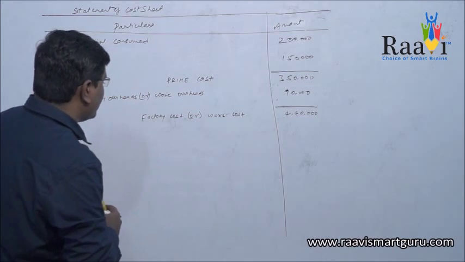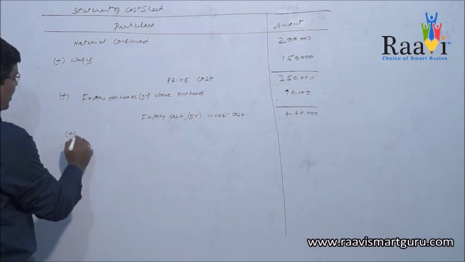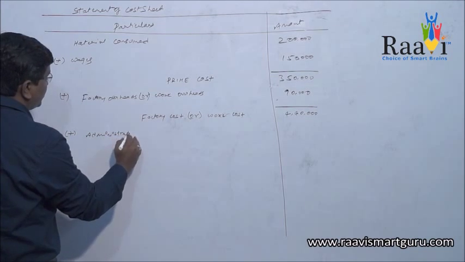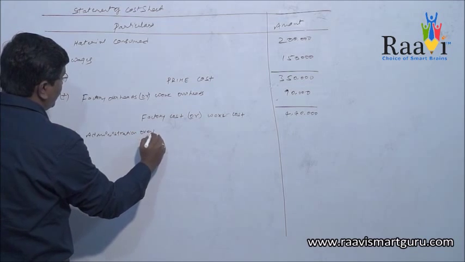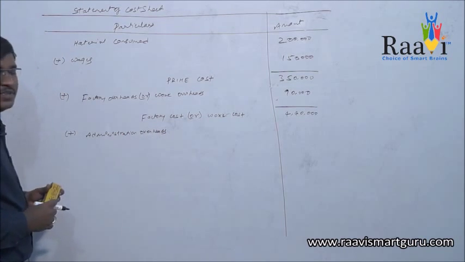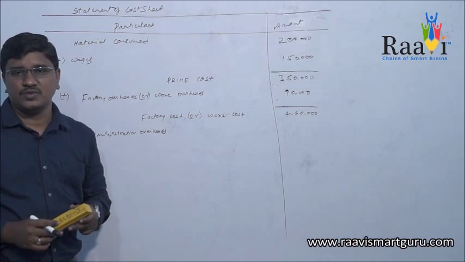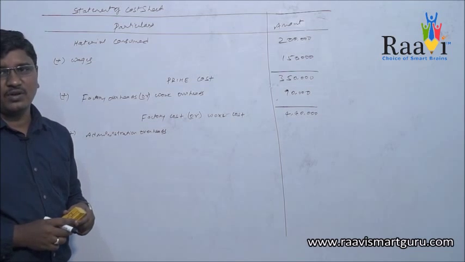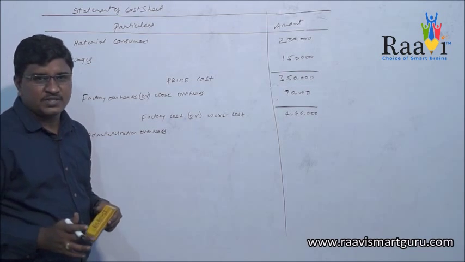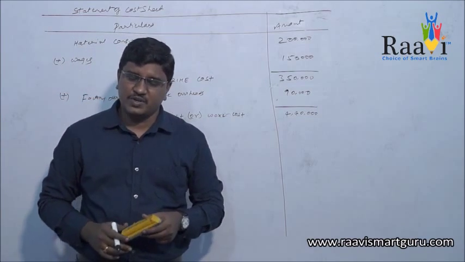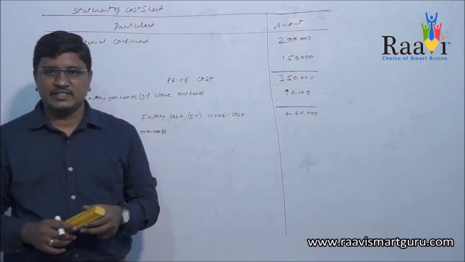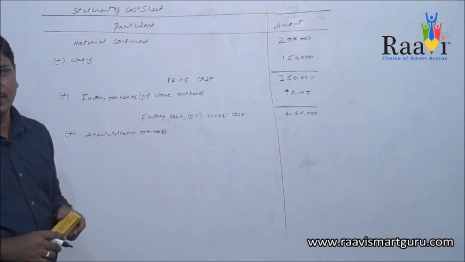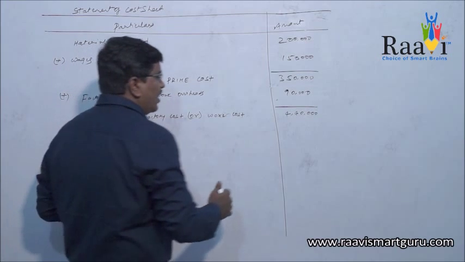For this factory cost or work cost, we will be adding administration overheads. Administration overheads is also known as administration expenses, and it can also be known as office overheads or office expenses. Administration expenses, administration overheads, office expenses or office overheads, all these four are the same. This administration overhead should be added to factory cost. The value of administration expenses given in the question is 88,000.